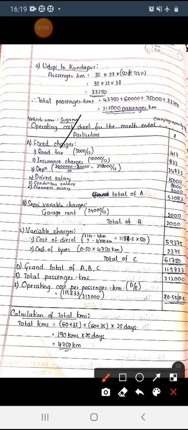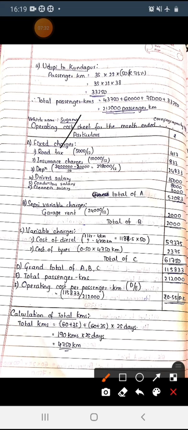The cost of the bus, estimated scrap value, that is related to the calculation of depreciation. Depreciation is under the fixed charges. If it is mentioned, then it will come under the variable. There is no information whether it is fixed or variable, so if there is no information, you just consider it under the fixed only. So before depreciation, we will write some other things.